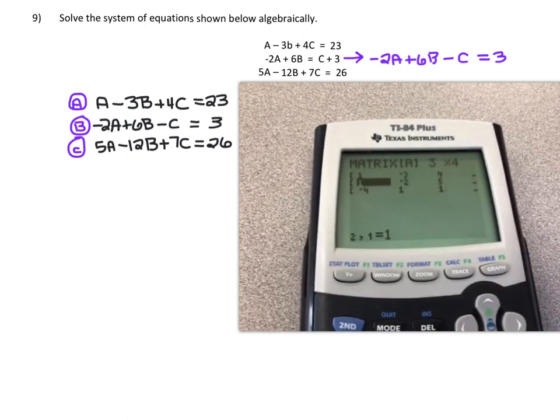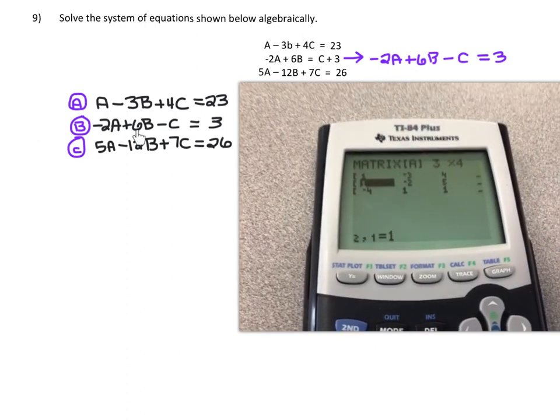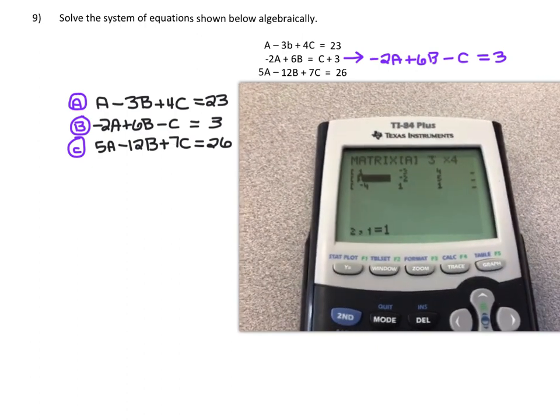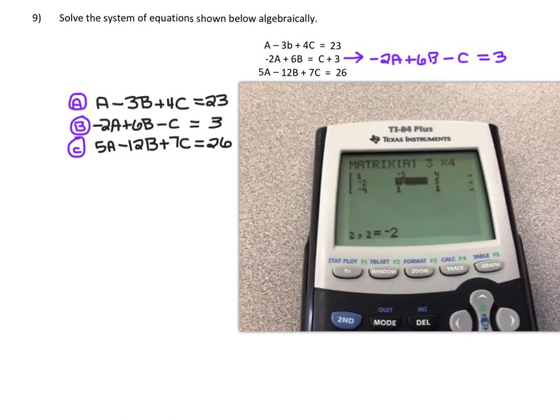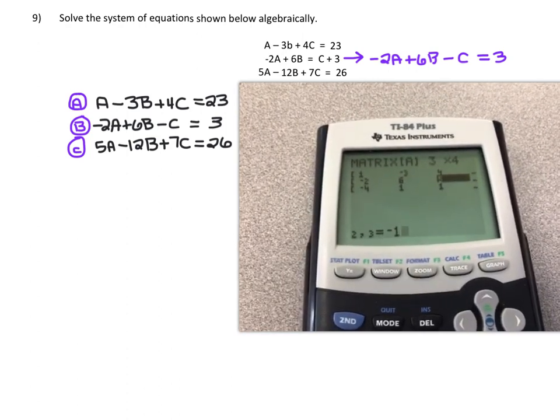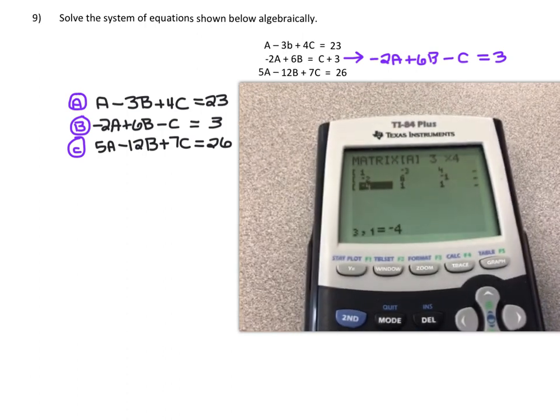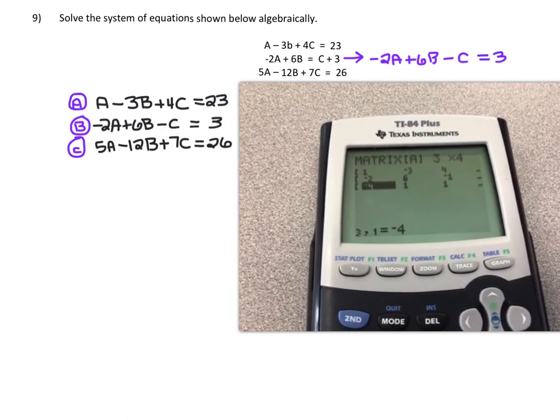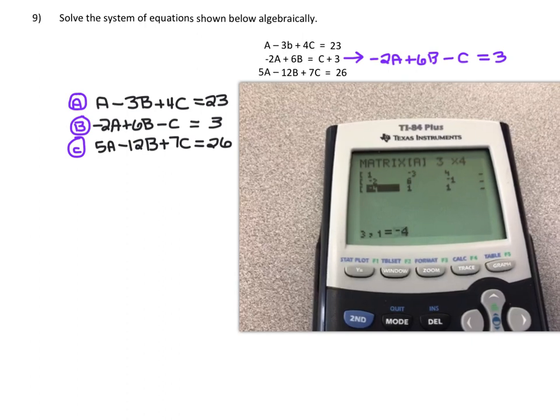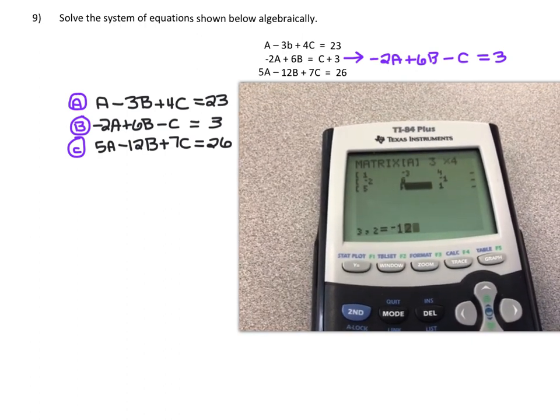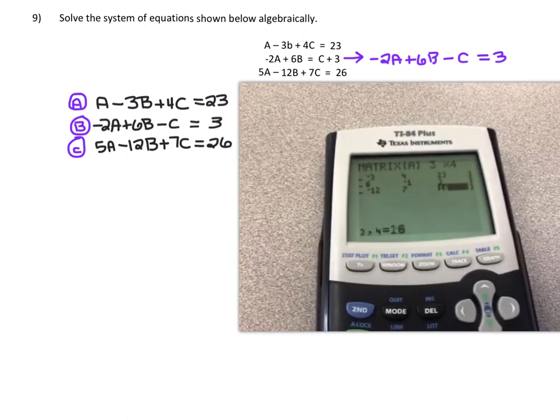All right, I'm going to do that for the next row. So the next row, you can see it says -2, 6, -1, 3. So I'm going to hit -2, 6, -1, and 3. Okay, and then the last row, we have 5, -12, 7, 26. So 5, -12, 7, and 26.